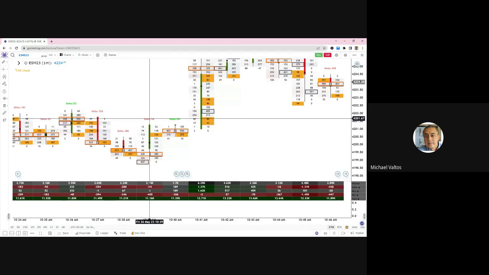Because someone is willing to cross that bid-offer line, go from the bid and move it up to the offer, or move down from the offer to the bid. And that's an aggressive order. That's a market order.